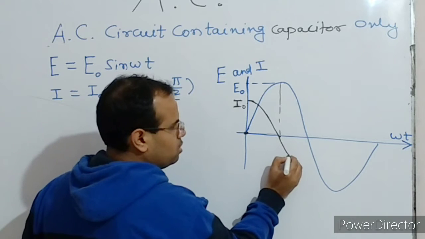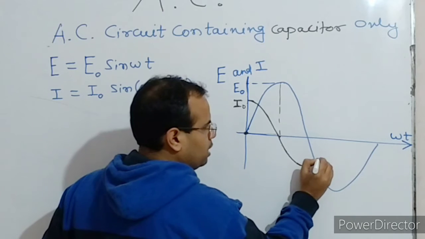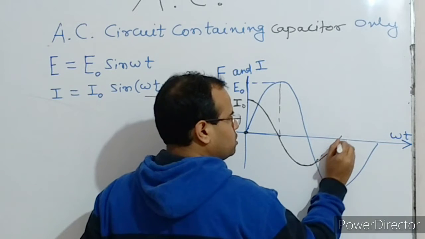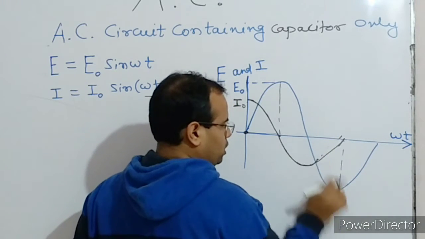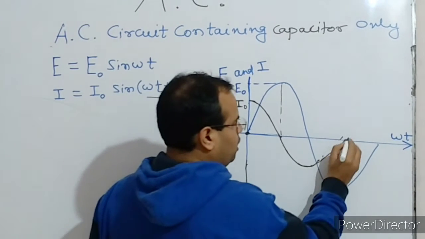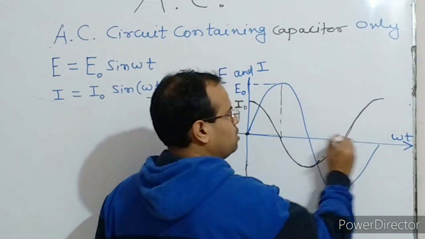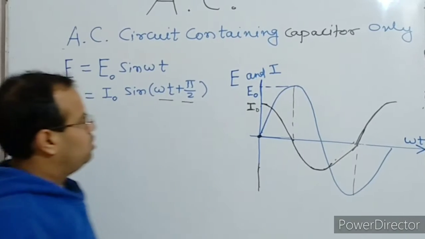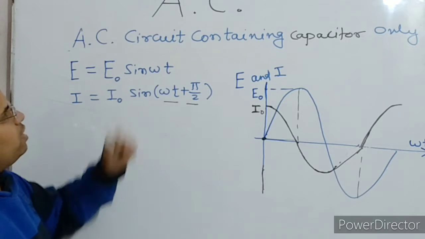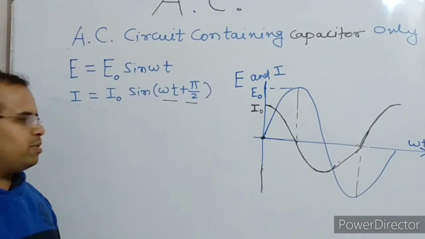Now it is decreasing, and then it becomes minimum here, then again it increases and becomes 0 somewhere here where EMF has its maximum value in the opposite direction, and finally it goes like this. So this is how the current varies when only a capacitor is connected. So current is actually leading the EMF by pi by 2 angle.